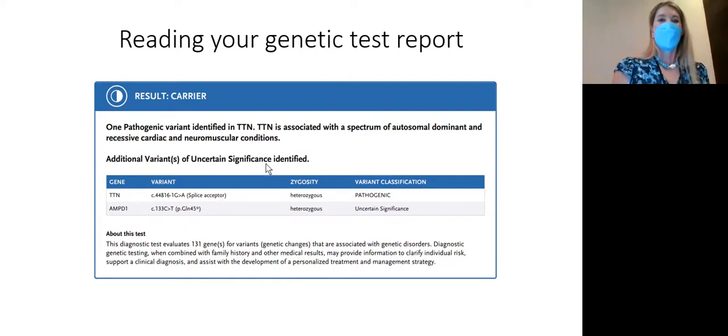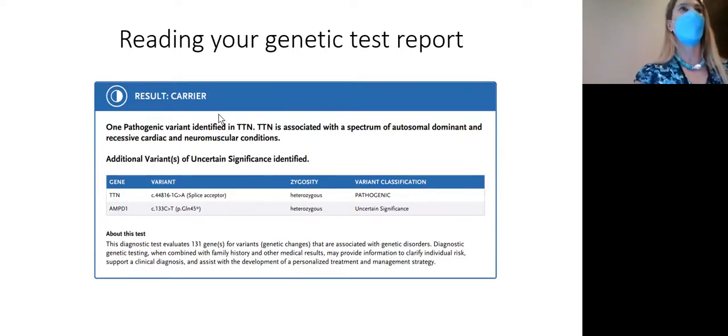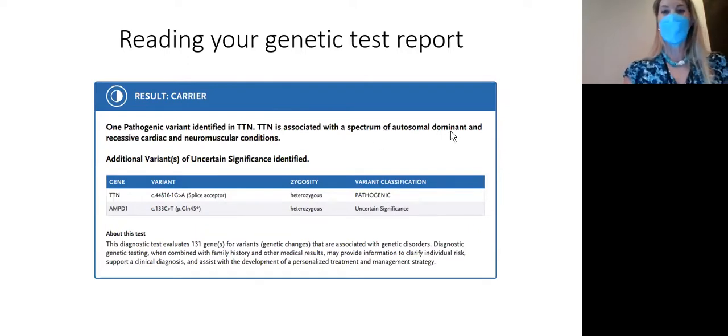Up here it's saying result: carrier. What that means is that it implies that this individual has one copy of a gene that's recessive. It turns out that in this particular case, it's a little bit more complicated than that, but good lab reports will give some type of summary about the findings. So here it says, one pathogenic variant was identified in titin. Titin is associated with a spectrum of autosomal dominant and recessive cardiac and neuromuscular conditions.